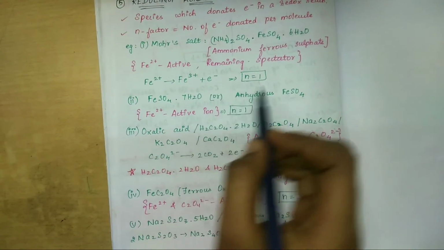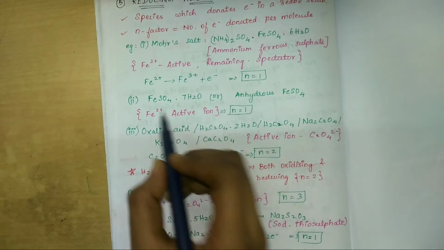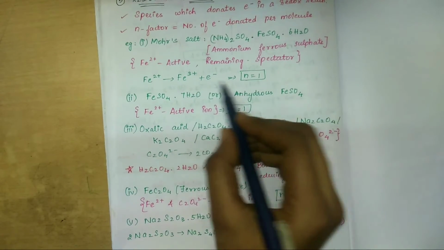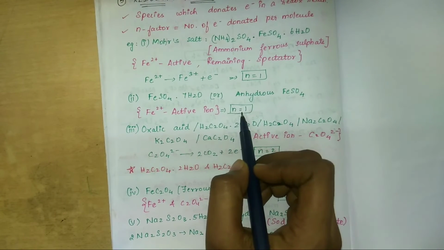Then, anhydrous ferrous sulfate or FeSO4.7H2O. Here also the active ion is Fe2+ and it will undergo the reaction likewise. So only 1 electron is released here also. The n factor will be 1 here.